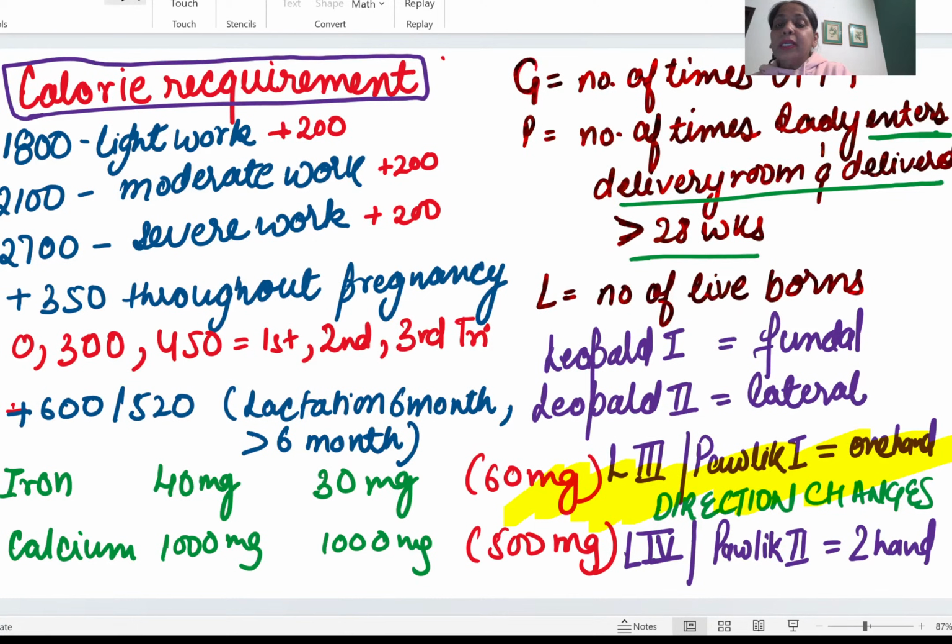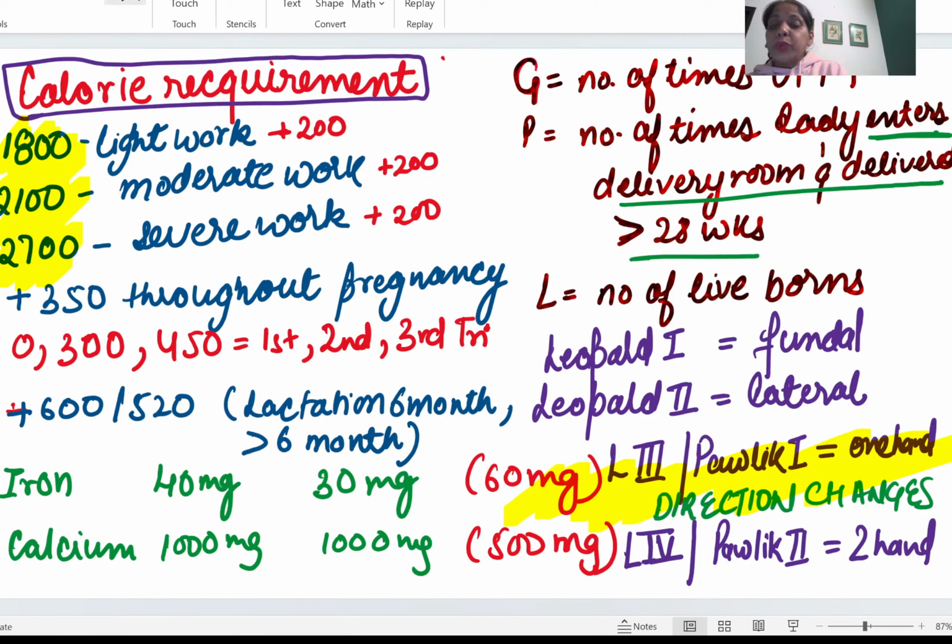Calorie requirements. Calorie requirements are different in different women. Those who do very light work or have a sedentary lifestyle, the normal calorie requirement, not in pregnancy, is 1800. In moderate workers, people like us who work but don't do heavy work, the calorie requirement is 2100 kilocalories per day. And in the labor class, the ones who do heavy work, it is 2700.